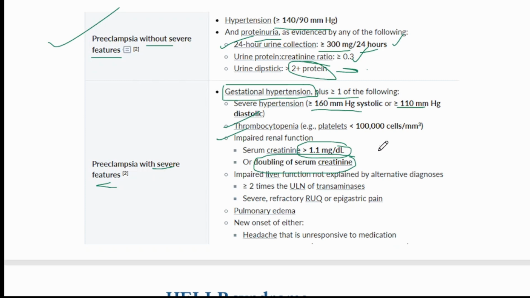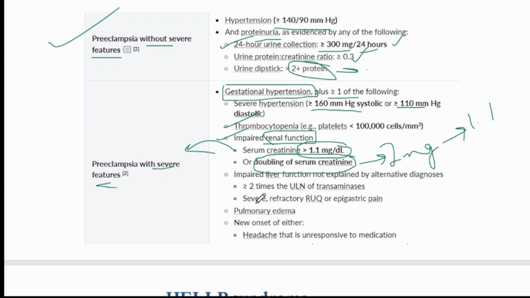Say that a person already had renal dysfunction and her creatinine was 2 mg. If it moves to 1.1, that doesn't mean that she has renal dysfunction, because her creatinine decreased. So we go with this criteria: it needs to be doubled here. But if it was normal before, and it moves to 1.1, then we call it renal dysfunction and label it as a severe feature.